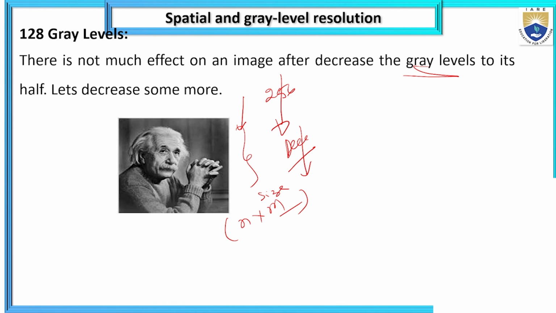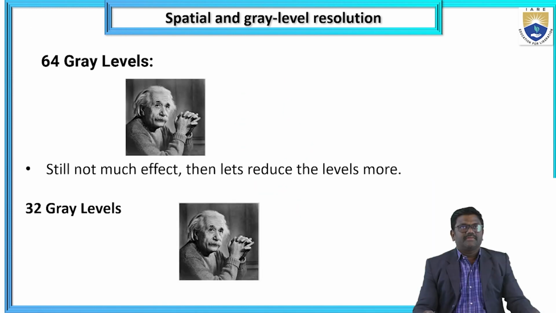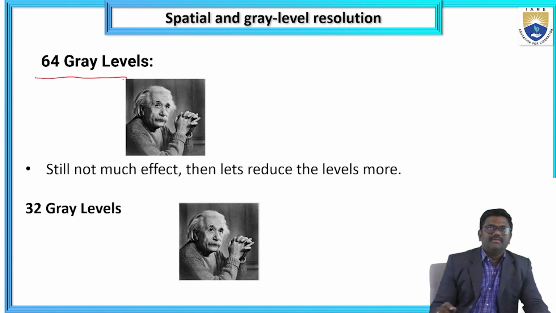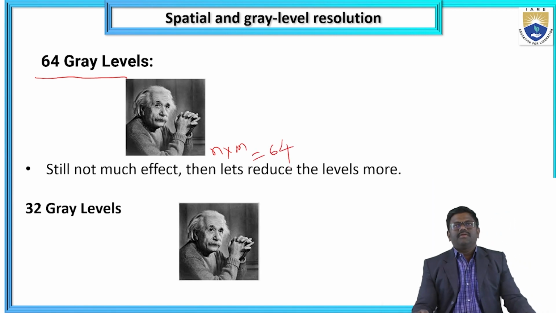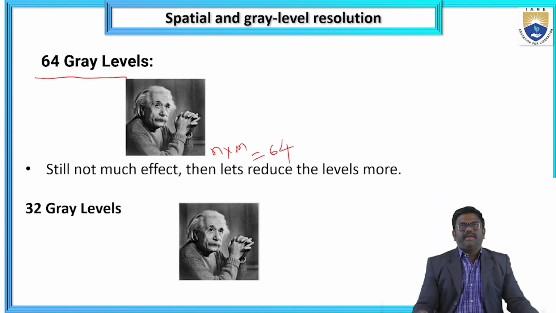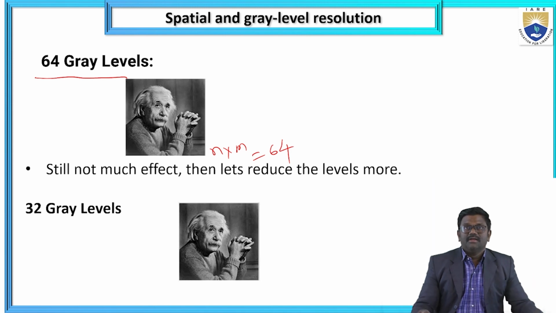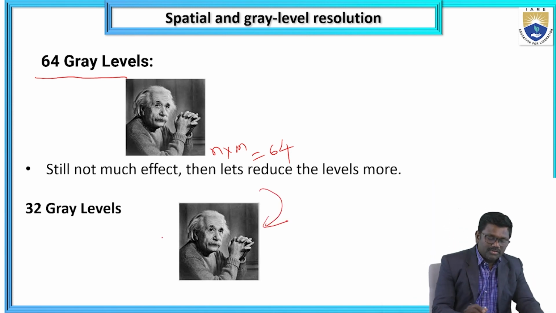Coming to that size, how we are reducing it is, let's say 64 gray levels, which means your n by m values will become 64. What is that? 8 rows and 8 columns; 8 eights are 64. So still not much effect. If you want to reduce some more levels for the sake of understanding the clarity of the image, you can also reduce.